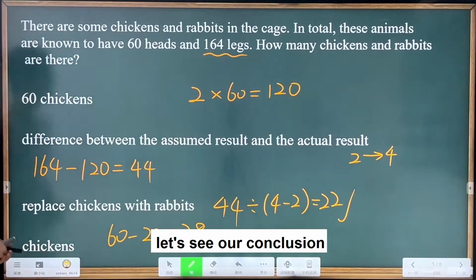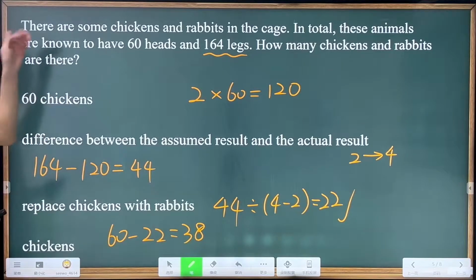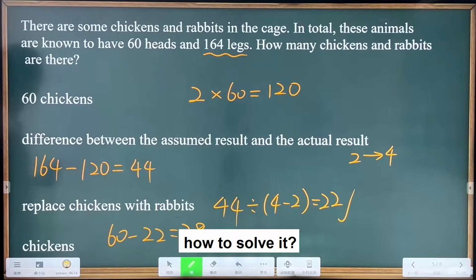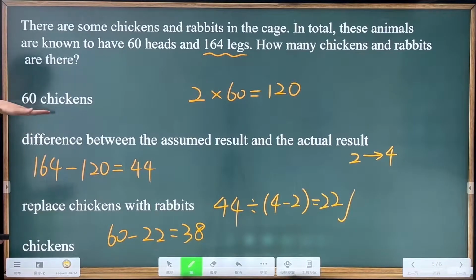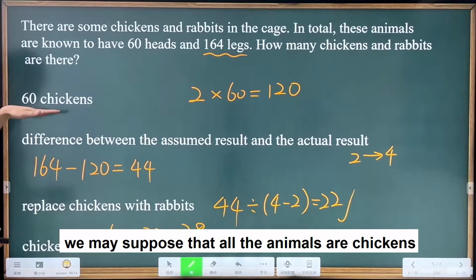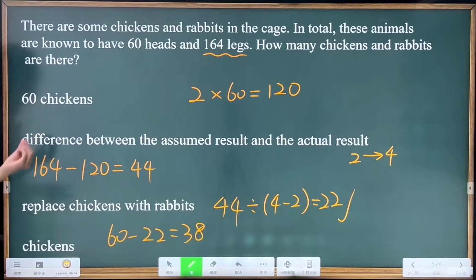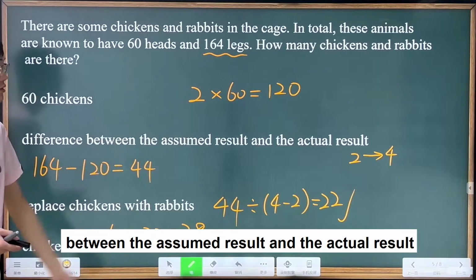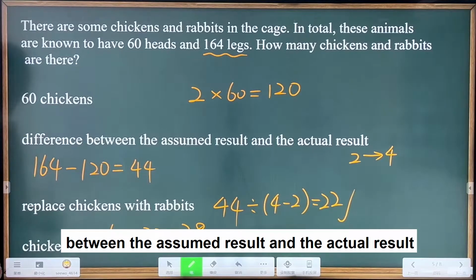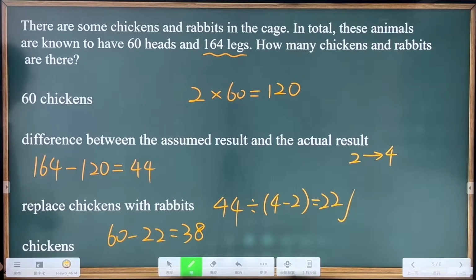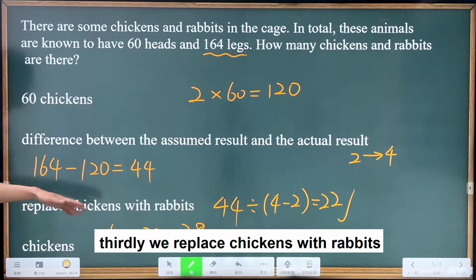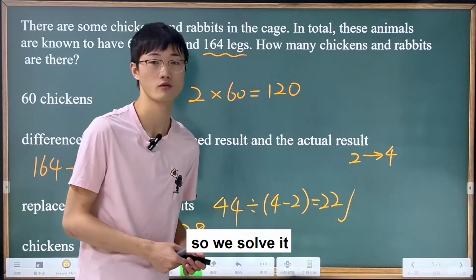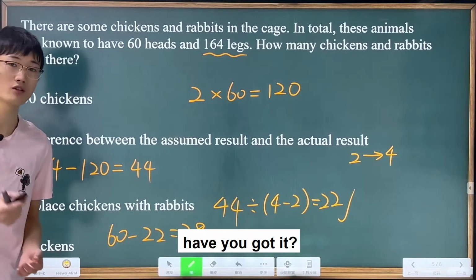So, let's see our conclusion. A chicken and rabbit question. How to solve it? First of all, we may suppose that all the animals are chickens. Then we calculate the difference between the assumed result and the actual result. Thirdly, we replace chickens with rabbits. Then we get the number of the rabbits. So we solve it. Okay, have you got it?